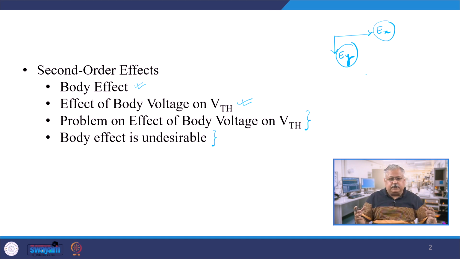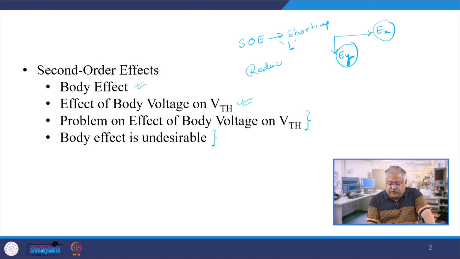However, as you reduce the dimension of the device, you see that both electric fields become prominent because you will be scaling it in all the dimensions, and therefore you will always have these second order effects coming into it. So, second order effects are primarily because of shortening of the channel length, right. When we are reducing this channel length, we have these phenomena coming into the picture in a much more drastic manner. So, first one is basically your body effect.